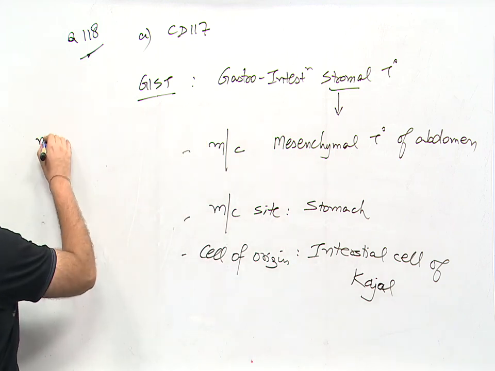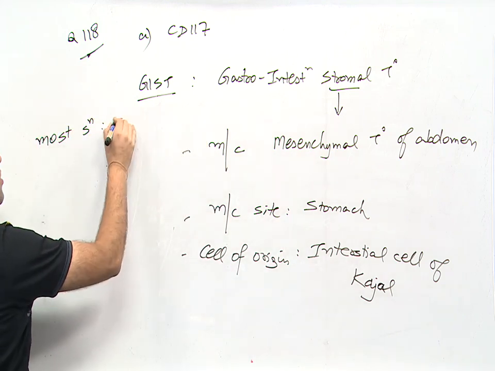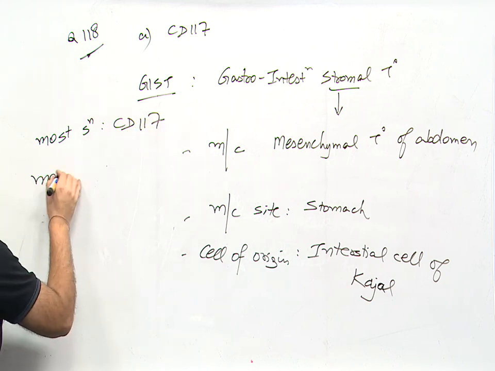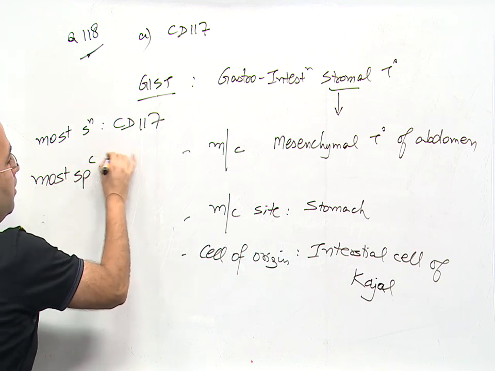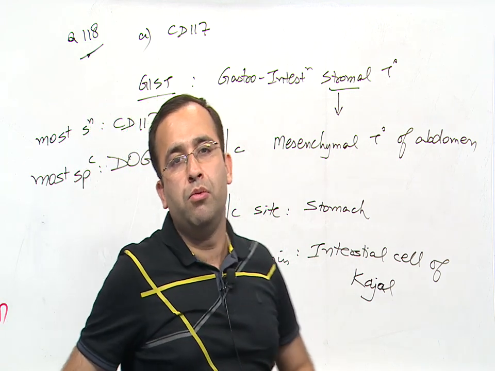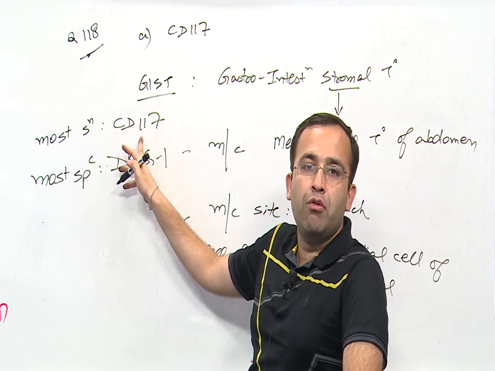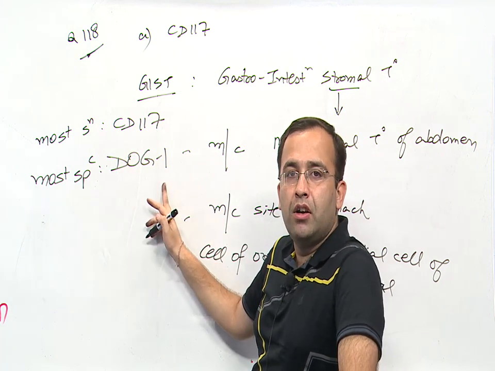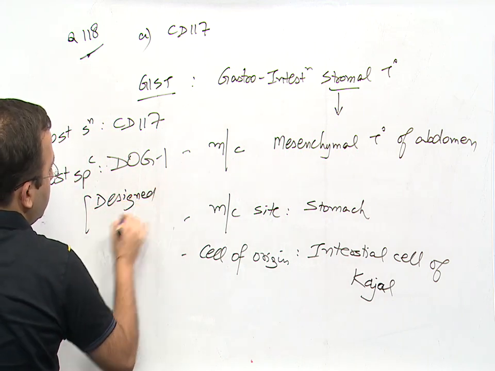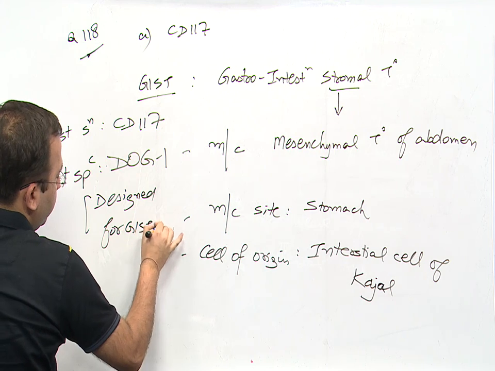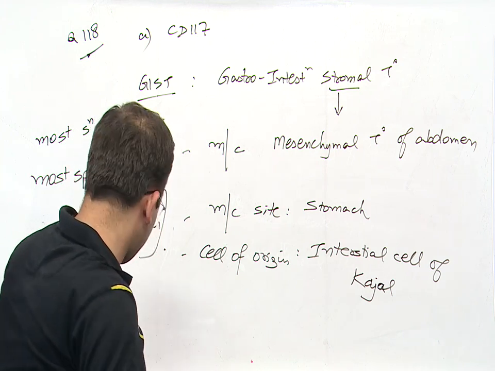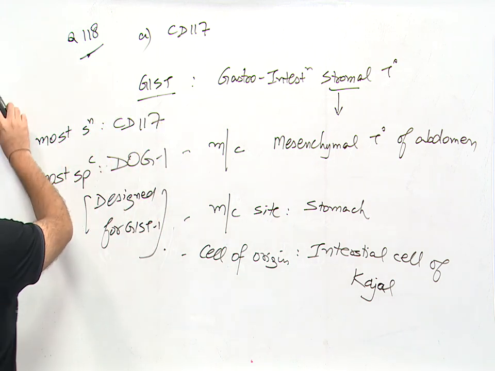Next point, the most sensitive or the most common marker, CD117. Most specific marker, DOG1. DOG1 stands for Discovered On GIST, designed for just one marker. Most specific. Done.